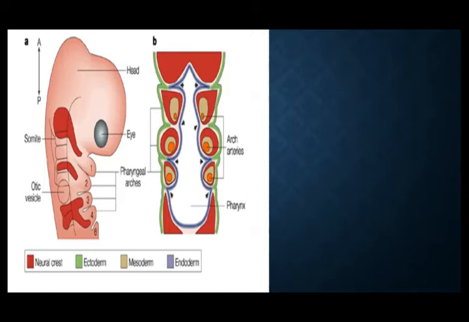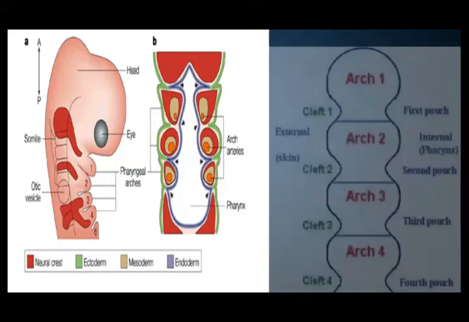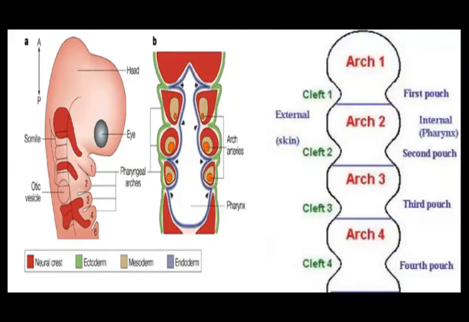सो ये जो डिप्रेशन लाइक स्ट्रक्चर्स होते हैं in between the arches and lined by the endodermal layer, these are the pharyngeal pouches. These are pouch-like structures between the adjacent arches on the endodermal surface. So this is how it looks like. This is a very rough representation of arches, pouches and also the cleft.